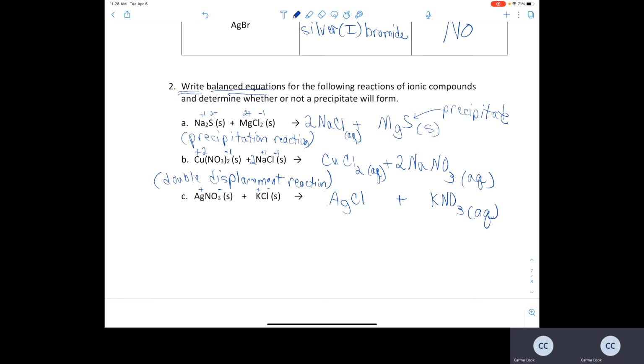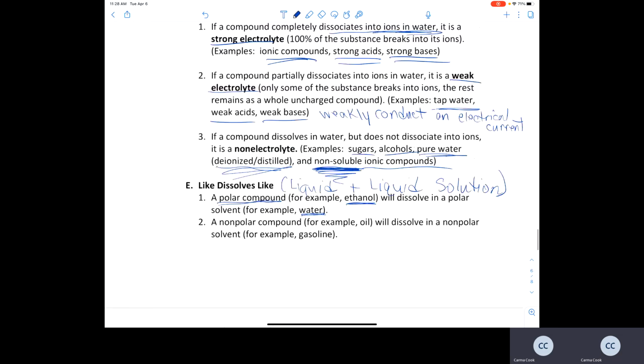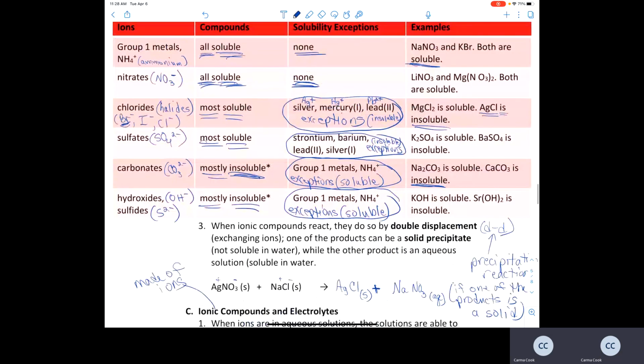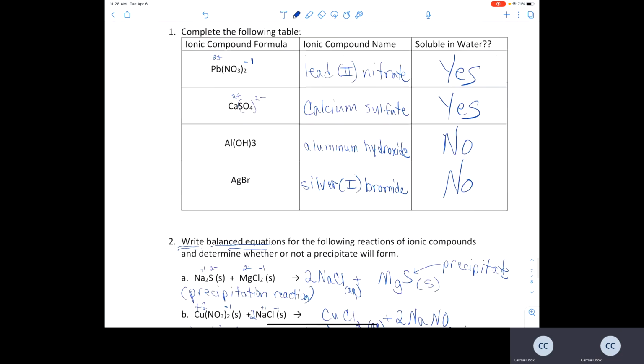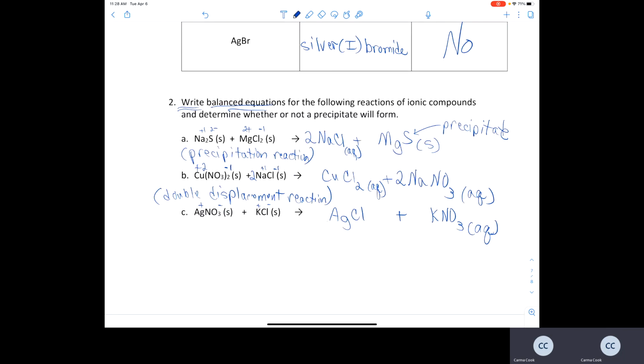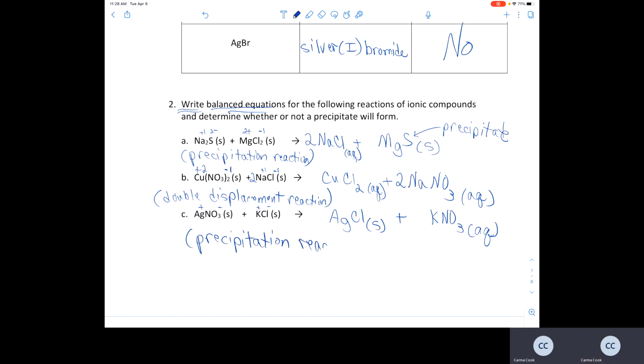And then our chlorides, we've got AgCl. And for our chlorides, they're all mostly soluble, except for silver, mercury, lead paired with the chloride. So with the silver being paired with the chloride, that's going to be one of our exceptions, and that's going to make that a solid. So this is a precipitation reaction because one of the products is a solid.